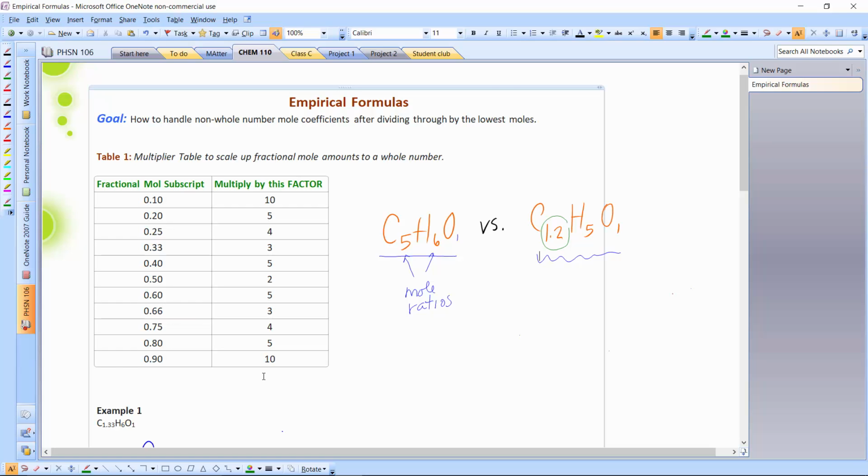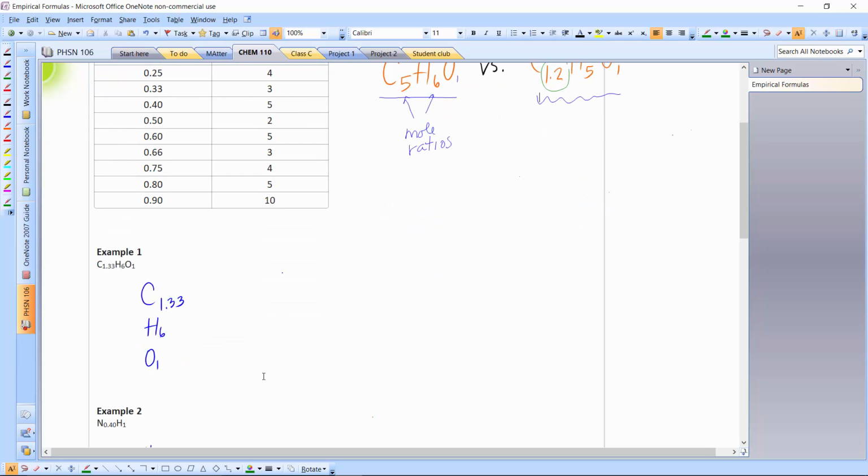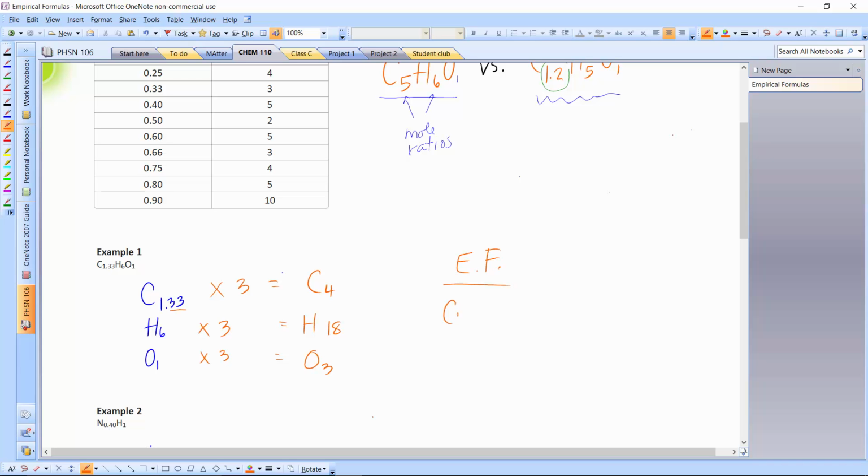Alright, so let's practice this. Let's see if we can identify where we need to scale up. Here is an example. Let's say you divide through by your lowest mole amount, and it's oxygen, because you see it's 1, and I still have carbon as 1.33. Okay? What do I need to multiply that by to make it a whole number? So again, I'm looking at the 0.33, and I should multiply that by 3. And the minute I do that by 3, I multiply everything by 3. So carbon becomes 4, hydrogen becomes 18, and oxygen becomes 3. So my empirical formula would be, just bring it all together, this.